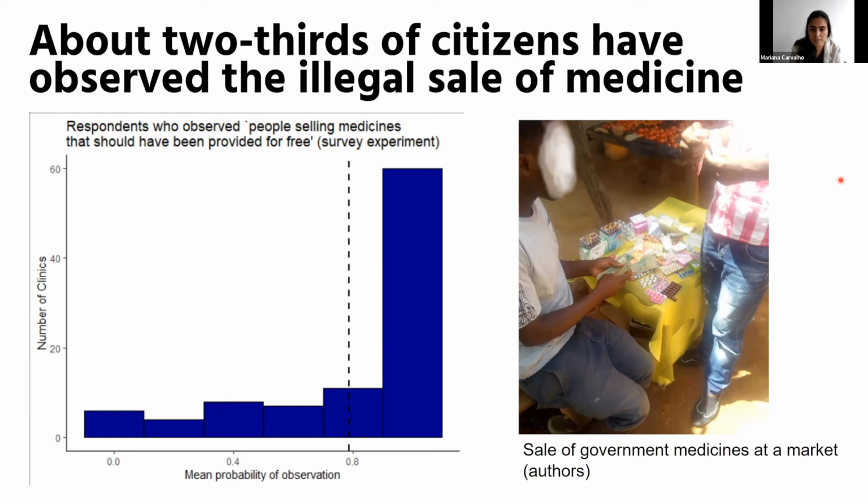In number of respondents, we have 2/3 of people saying that they observed people selling medicines that should have been provided for free. The vertical dashed line indicates the mean value. And the picture on the right is an example of people selling drugs in markets. And these are government-owned medicines. Next.